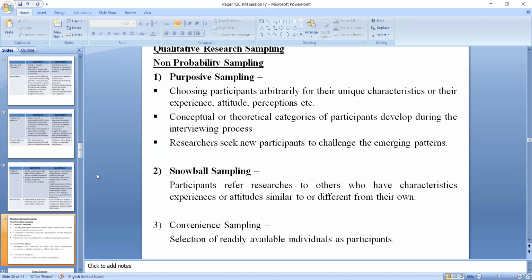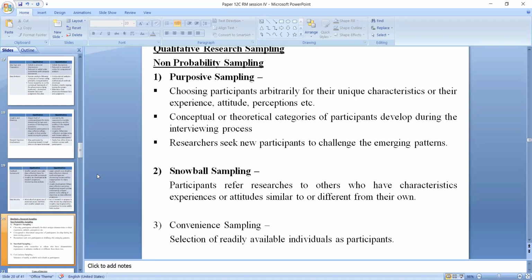Second bullet: conceptual or theoretical categories of participants developed during the interviewing process. Sometimes it happens that your FGDs are going on, and in the FGDs you identify one or two people who you feel want to talk more, but they are not talking in the FGD. So afterwards, you interview them in detail individually. So this is bullet number 2.